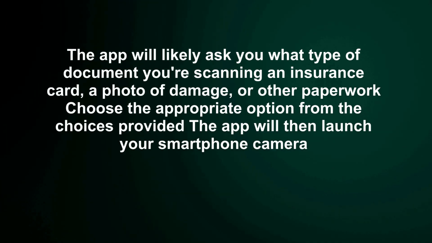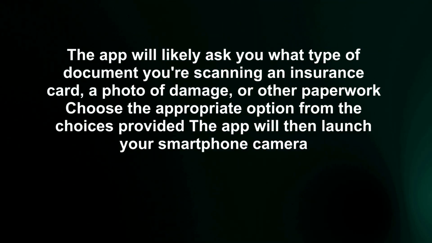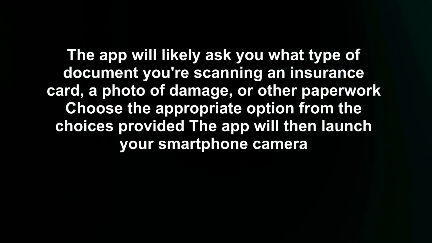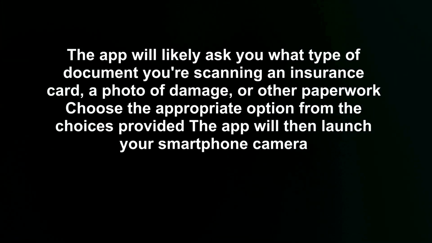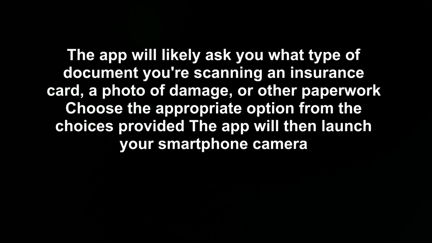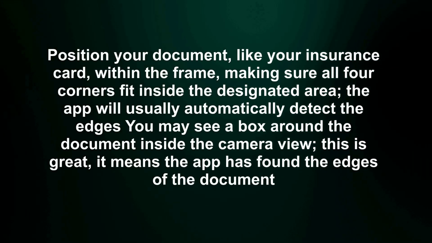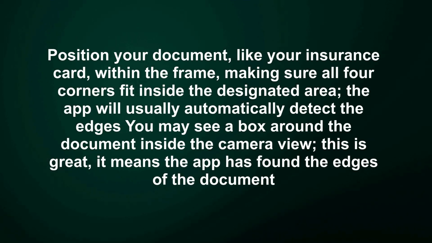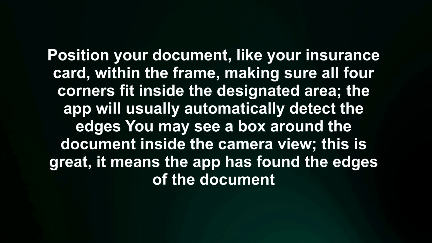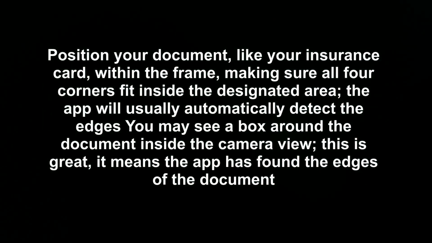The app will likely ask you what type of document you're scanning: an insurance card, a photo of damage, or other paperwork. Choose the appropriate option from the choices provided. The app will then launch your smartphone camera. Position your document, like your insurance card, within the frame, making sure all four corners fit inside the designated area.